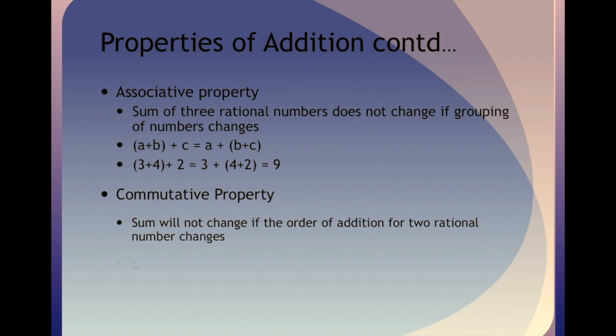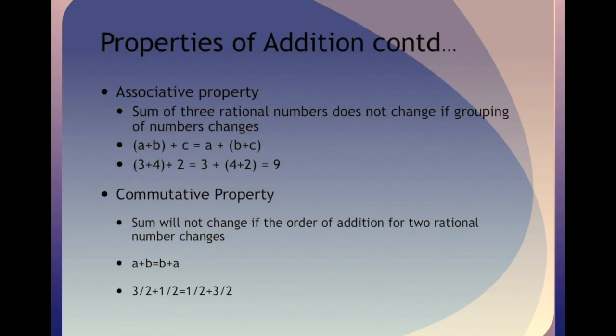Now let us talk about the commutative property. What is commutative property? The sum or addition will not change if the order of two or more rational numbers changes. For example, if we are doing a plus b or we are doing b plus a, the answer will always remain same. Let us take an example. We add 3 by 2 plus 1 by 2, or we add 1 by 2 plus 3 by 2, answer will always be same. So these are the basic properties of addition.